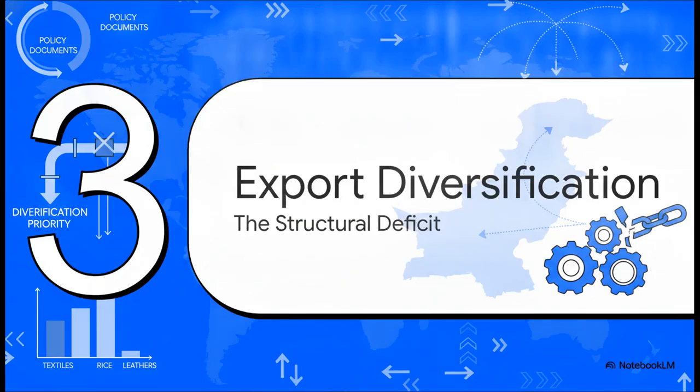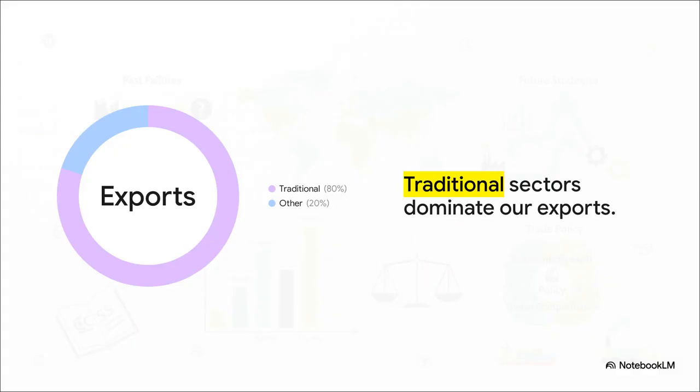Which brings us to part 3, export diversification, the structural deficit. The numbers here are just glaring. Over 4/5, we're talking 80% of Pakistan's exports remain entirely stuck in traditional sectors like textiles, food products, and leather. That is almost the exact same proportion as a decade ago. And it doesn't stop at the products, it's the buyers too.